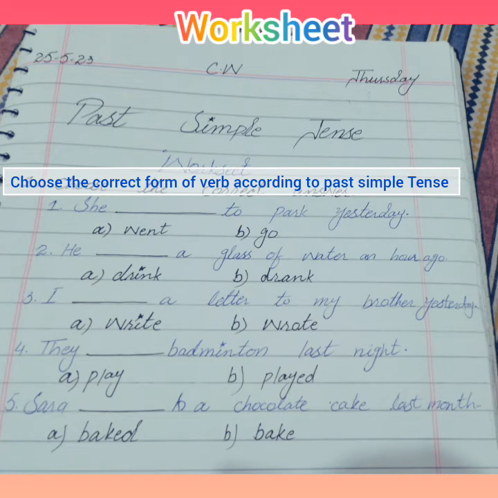Went is the second form, or go? Yes, went is the second form. So the sentence will be: she went to park yesterday. The remaining statements you have to solve by yourself.